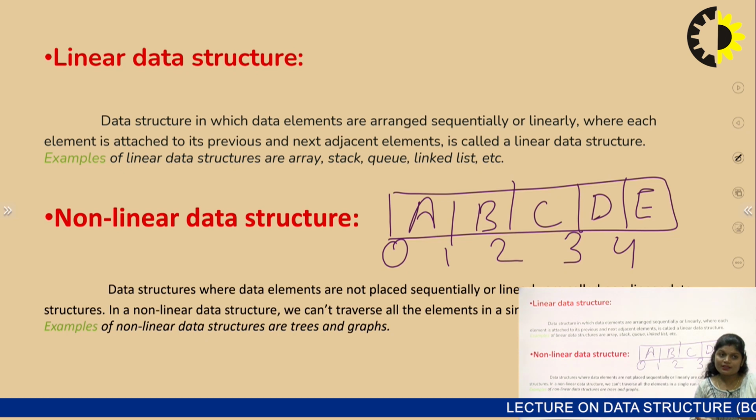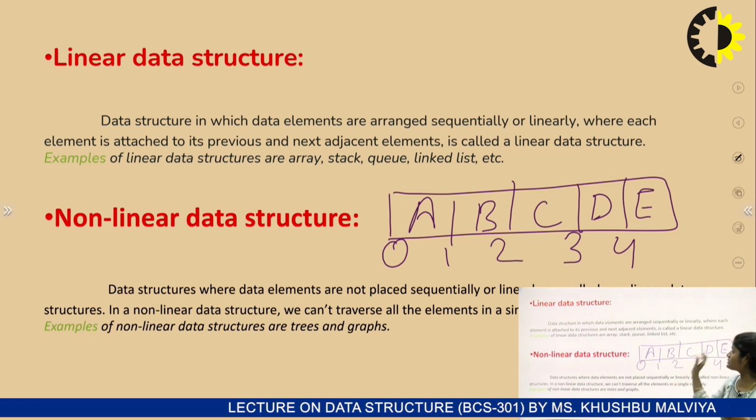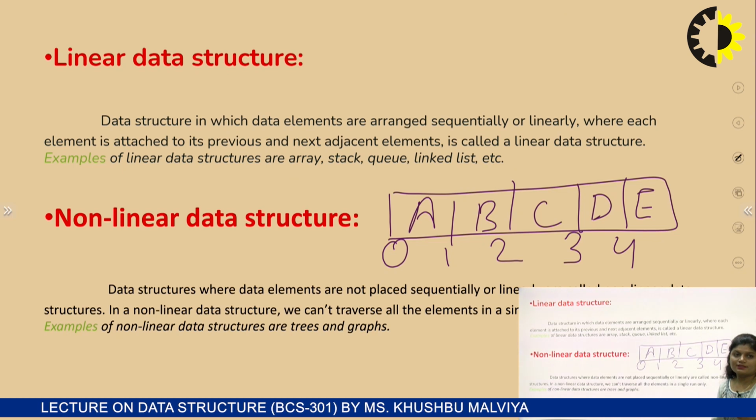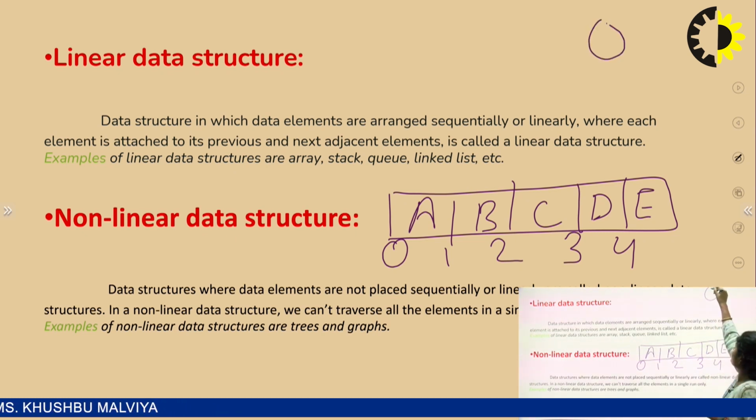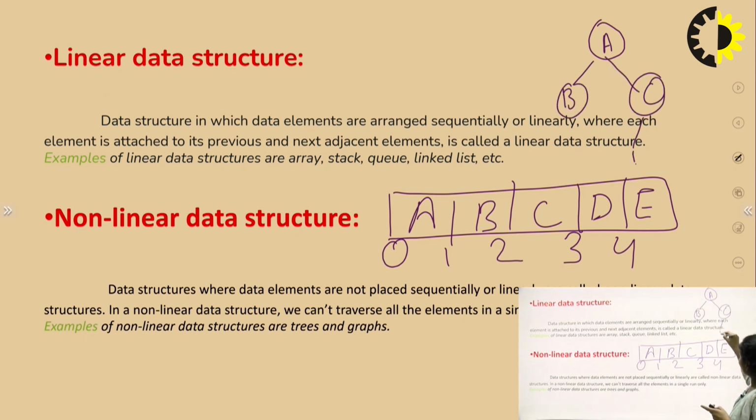What is non-linear data structure? Just the opposite of linear data structure. If your data is not arranged linearly, then you call it a non-linear data structure. Okay, so examples of non-linear data structure are tree and graph. In a tree, how is data arranged? In a tree, data is arranged first with the root node, then the left child, then the right child, and again left and right. In this way, data is stored. So is it linear?